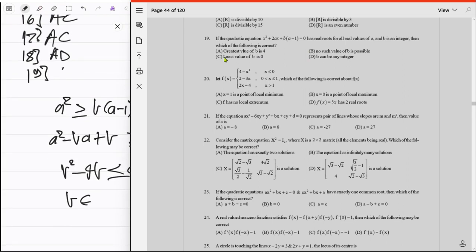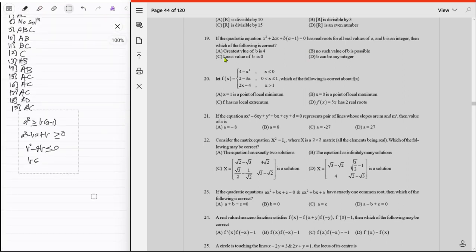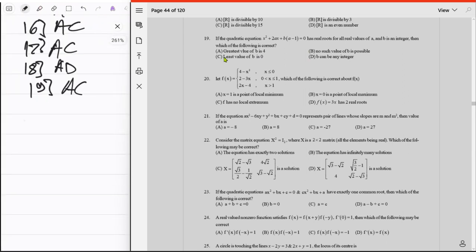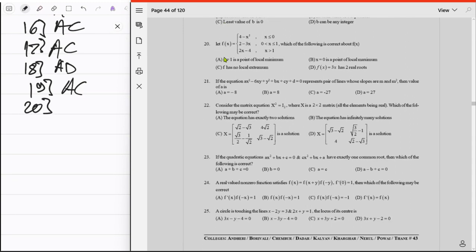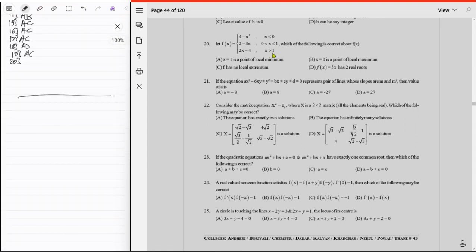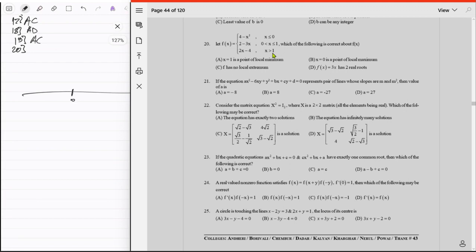Next question, 20. Real roots kind of path, not about integer roots, whatever. Okay, f(x) equal to this thing, so the following is correct about f of x. As x equal to 1 is a point of local minimum, okay. So x less than or equal to 0, between 0 and 1, and bigger than 1, right? Okay, let's think about it. So x less than or equal to 0 is just minus x square, like that, with 4 minus x square just ever decreasing, you get the thing, which is this.